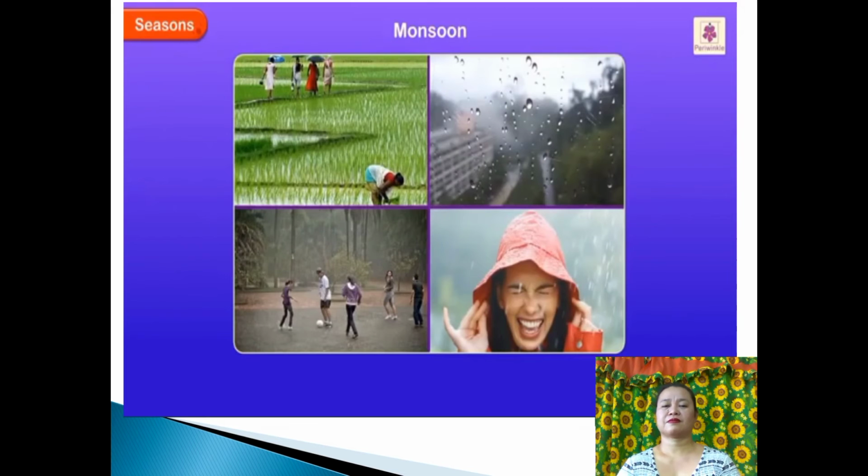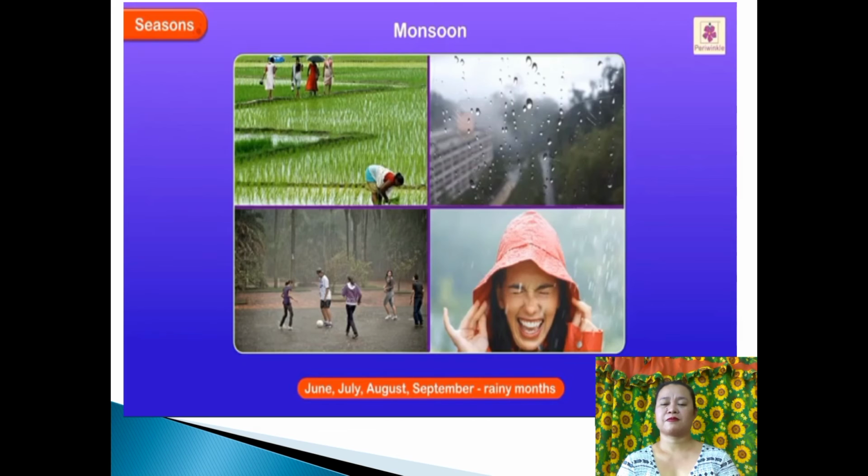Monsoon. From the month of June, rain clouds gather in the sky, bringing rain to most parts of India. The rains continue till the end of September. June, July, August, and September are rainy months.